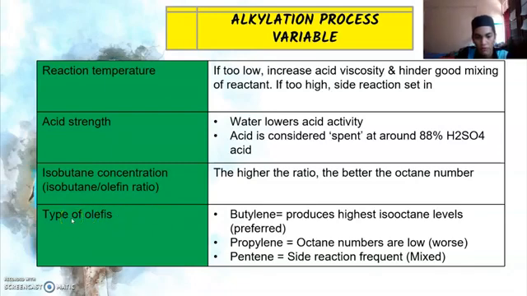Lastly is the type of olefin. The best one is butylene, because it produces the highest octane isooctane level. The second best is pentene, where side reactions frequently occur, so it is intermediate, and the worst one is propylene, because the octane numbers are low. That's why we commonly use butylene as the olefin.